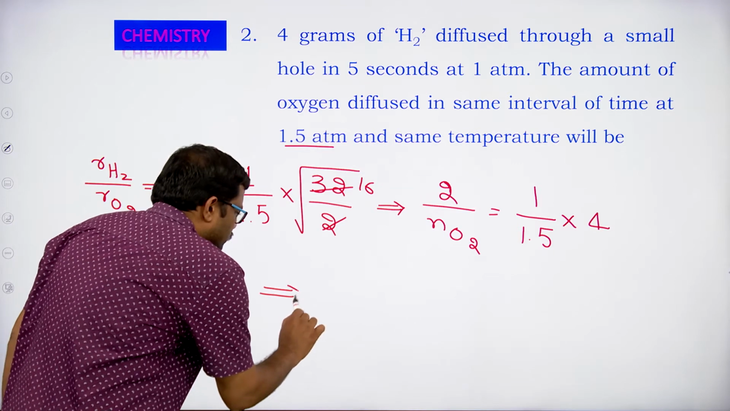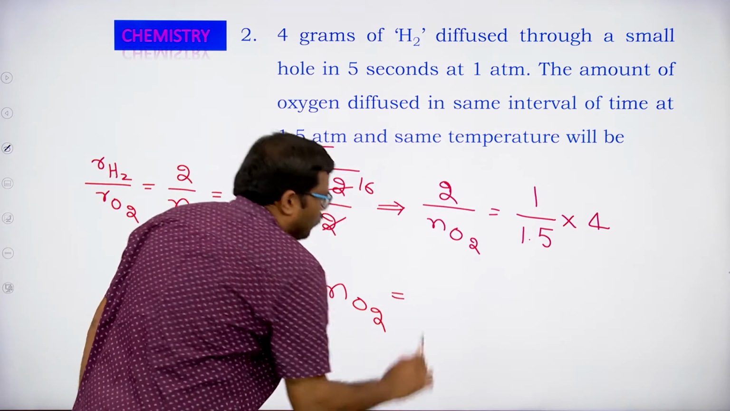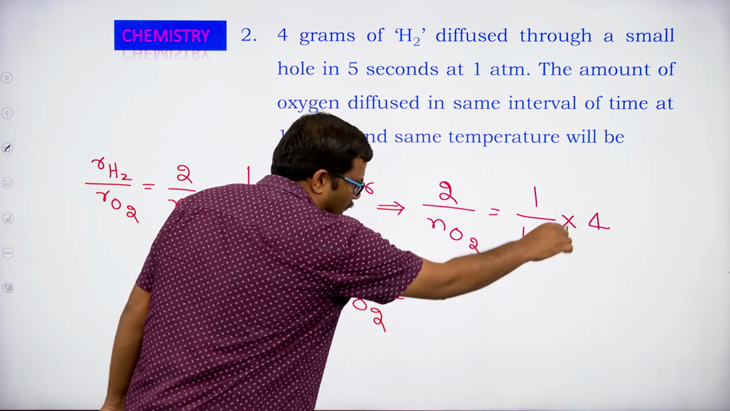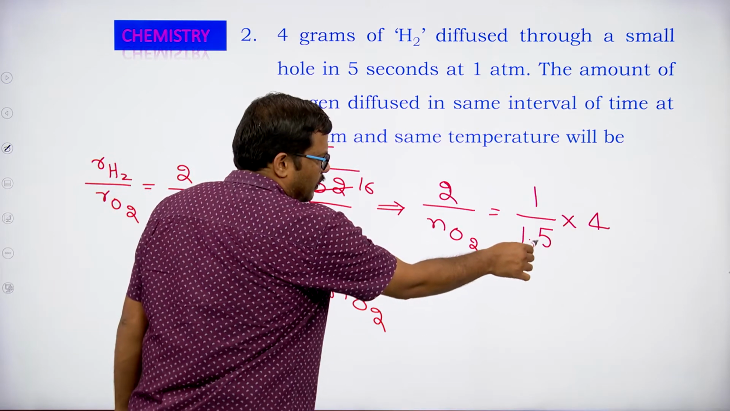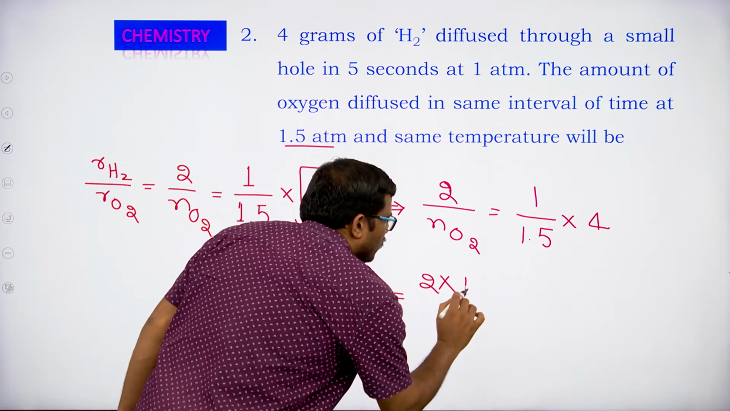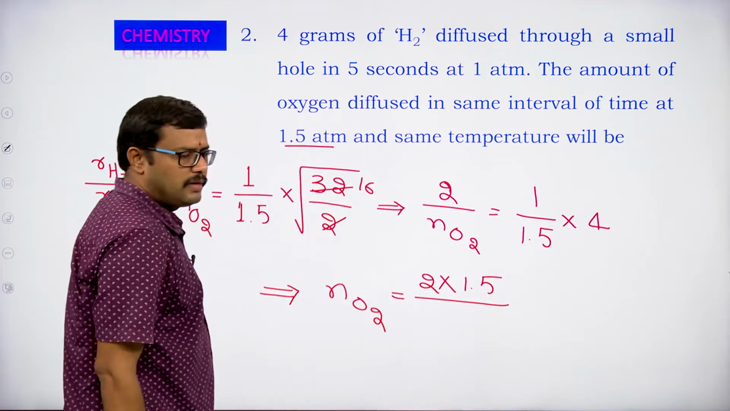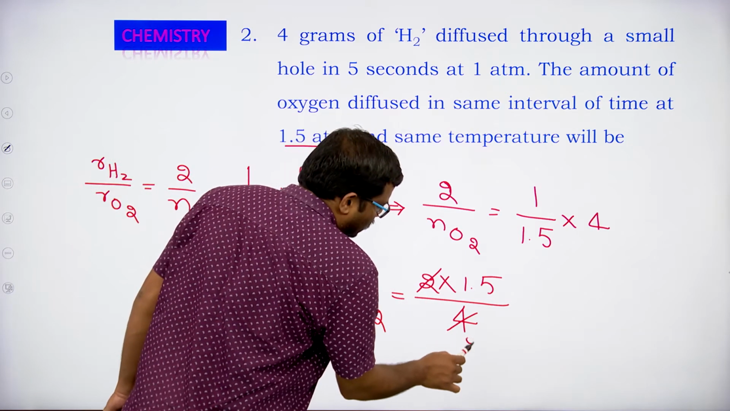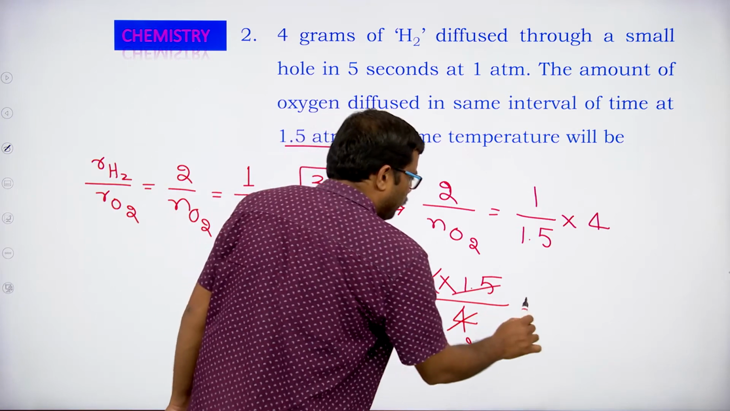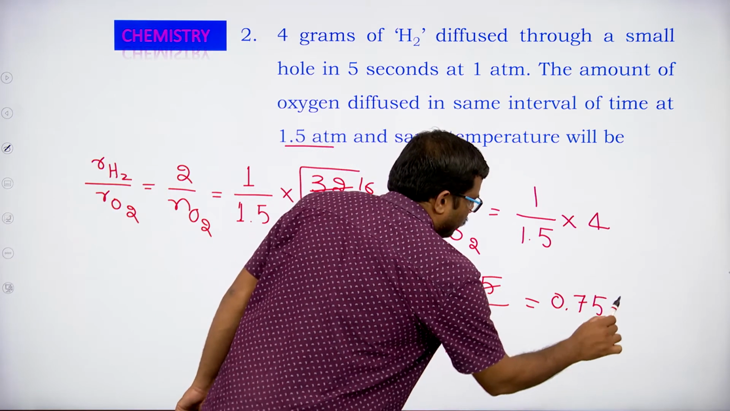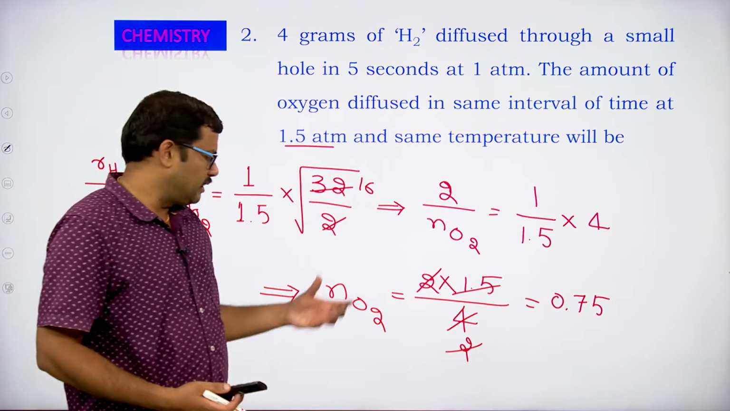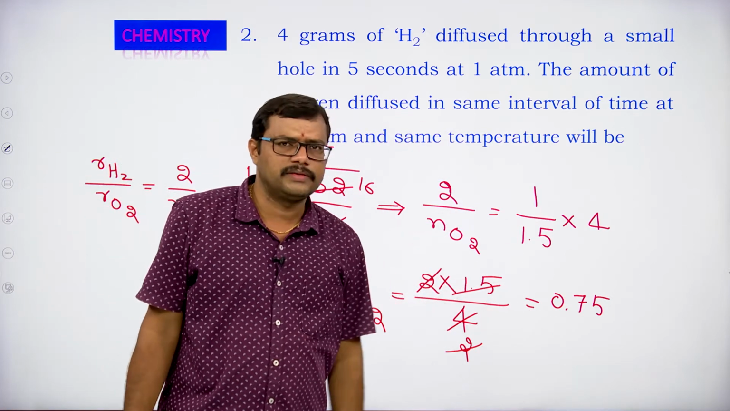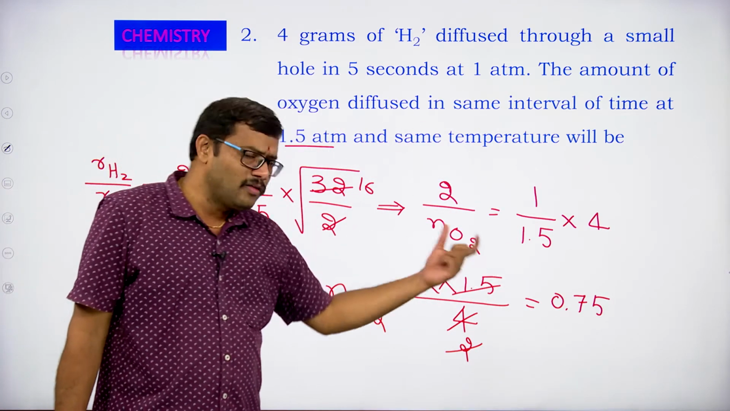Now, from this, the number of moles of O2 will be equal to, I am sending the number of moles of oxygen to the other side, so these parameters will come to this side. 1.5 is in the denominator, so it will come up and it will be 2 into 1.5 divided by 4. So, when you go for cancellation, it is 0.75. How many moles of oxygen are diffusing in the same time interval at 1.5 atmosphere pressure, keeping the temperature constant? It is 0.75 moles. So, this is the number of moles that we have calculated.